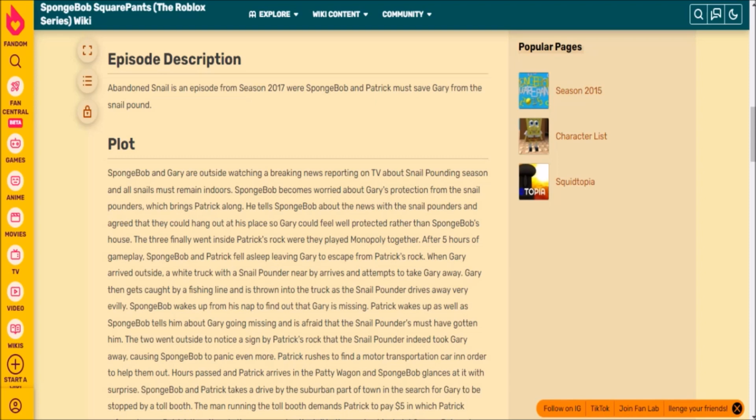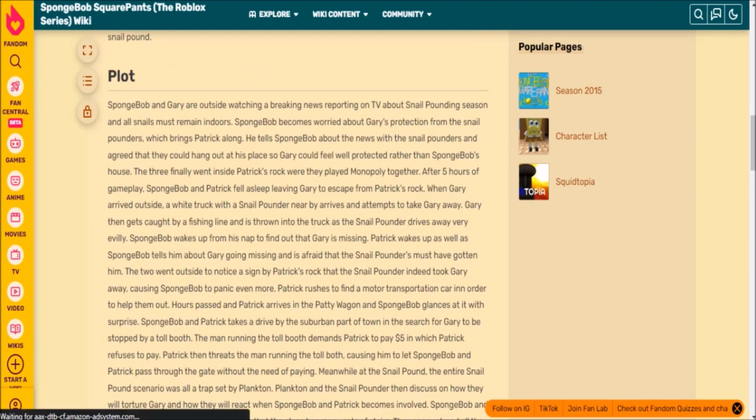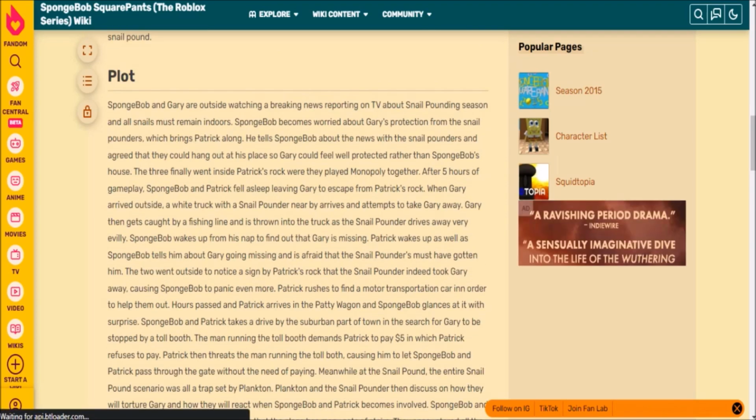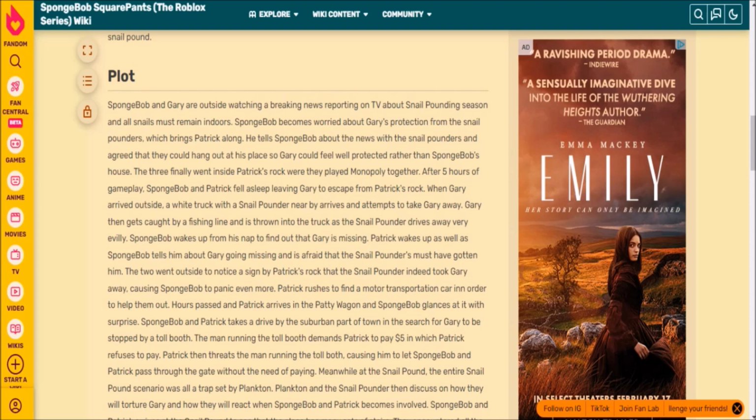SpongeBob becomes worried about Gary's protection from the snail pounders, which brings Patrick along. He tells SpongeBob about the news with the snail pounders and agreed that they could hang out at his place so Gary could feel well protected rather than SpongeBob's house. The three finally went inside Patrick's rock, where they played Monopoly together. After 5 hours of gameplay, SpongeBob and Patrick fell asleep, leaving Gary to escape from Patrick's rock.